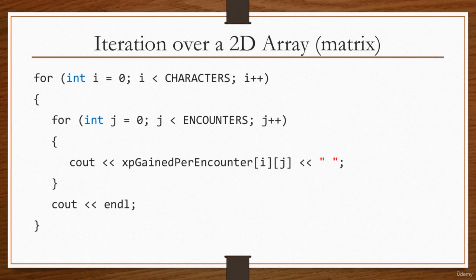Here you can see the XP gained per encounter example once again. So you have the rows, that is the characters, and then the encounters, once again, are the columns. So if you want to print all of those out, then once again you start with row 0, for example, and then you go and print out. So you iterate over the column, row 0 once again, column index 1, and so on. In this way, you'll print that out. Once again, we'll show you in an example here in Visual Studio next.